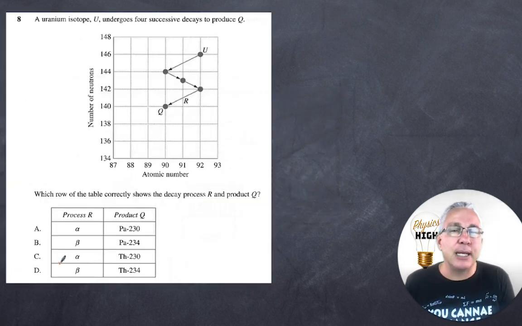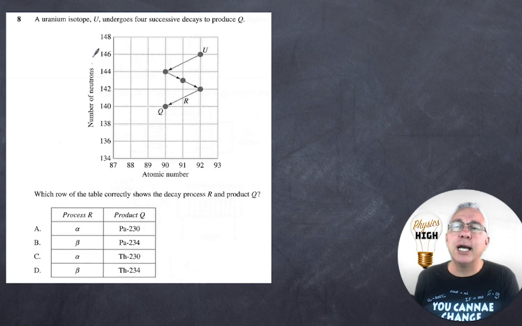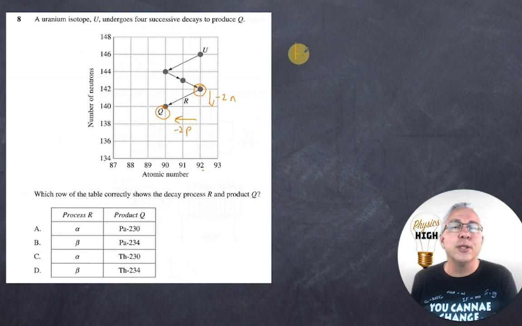Question number 8 jumps back to module 8. Now module 8 here talks about some sort of radioactive decay. We are interested in what is going from R to Q. Now if you look very carefully, we have our number of neutrons decreasing by 2. If we also look on the bottom scale, we have the number of protons also decreasing by 2. So 2 protons and 2 neutrons. What is that? Well, that is helium-4, or it is also our alpha particle.